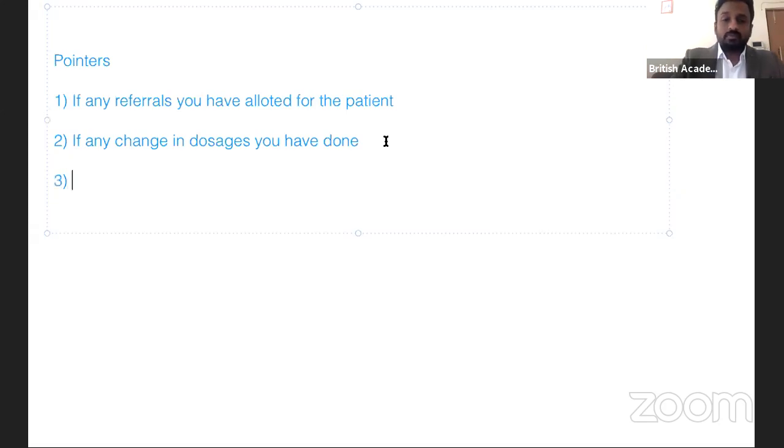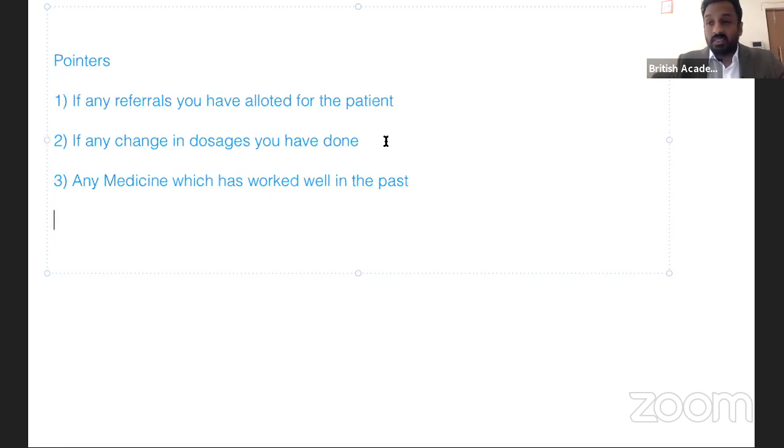Third one, any medicine which has worked well in the past. Okay, any medicine which has worked well in the past, if you find, for example, sometimes you may find some painkillers which have worked well in the past, that information will always come into these letters. If the target reader doesn't know the patient, it's not a family doctor, is not known to the target reader, then this information is always important.